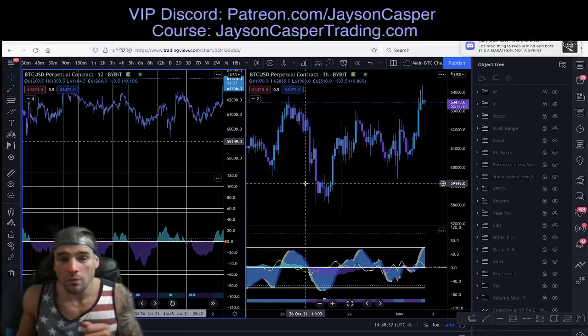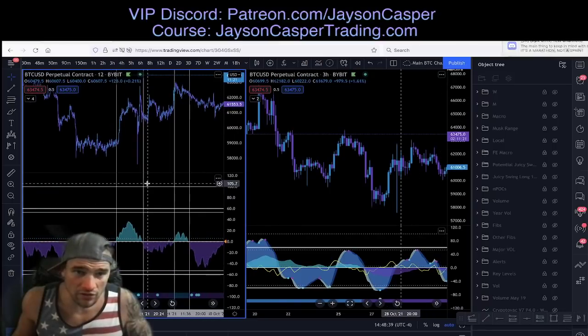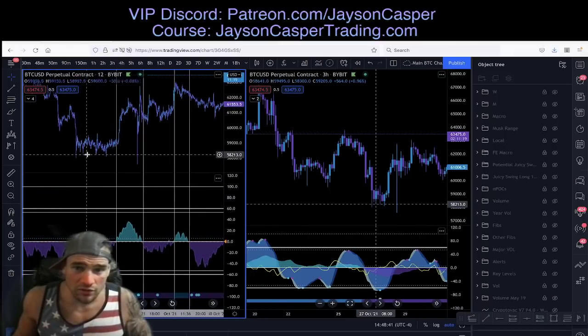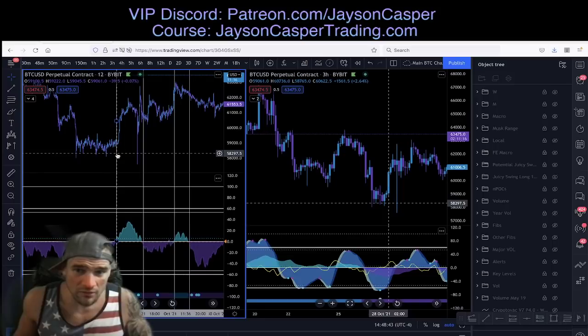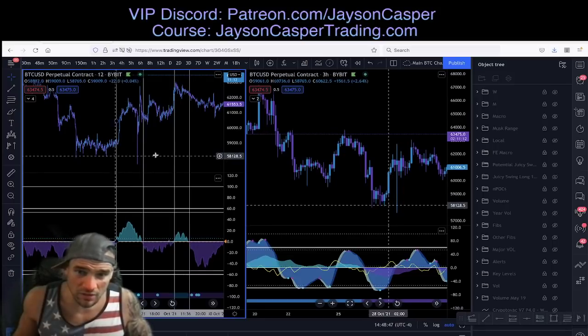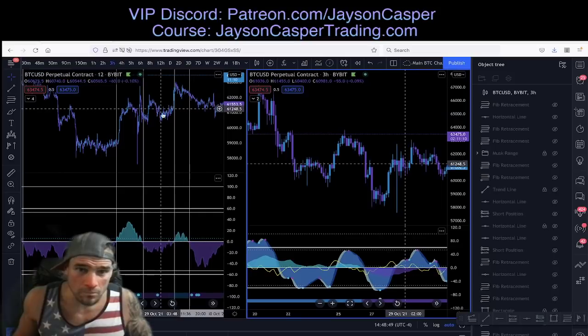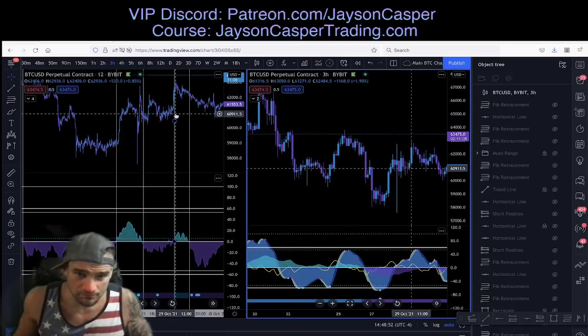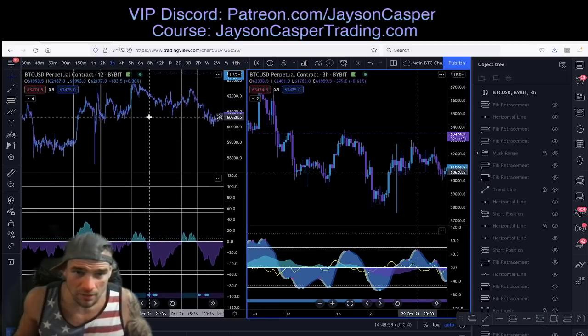So what we are going to do is, on our chart here, every single time that we get a 12-minute money flow crossover, we just want to see if we are printing a green dot or a red dot on the 3-hour time frame.